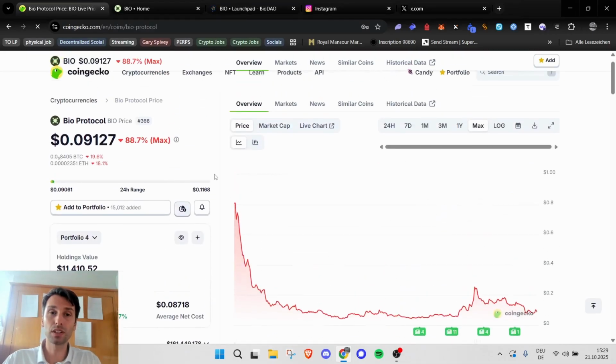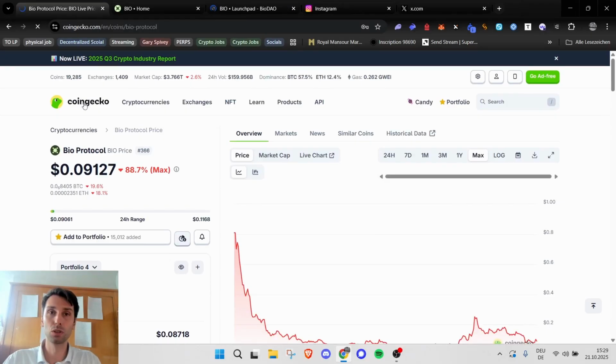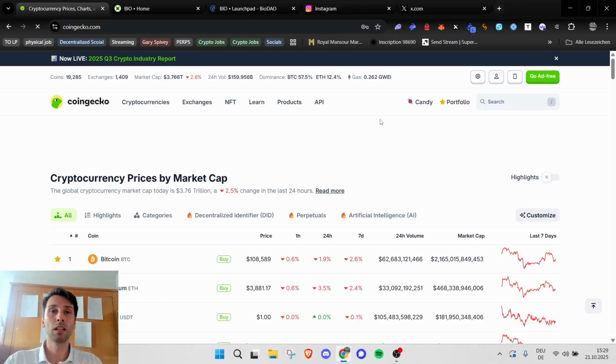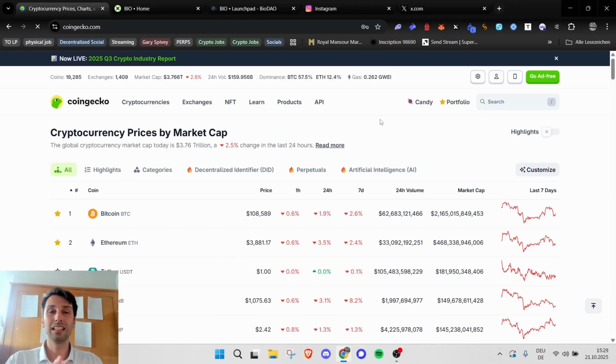So Coingecko is the place to look up projects and tokens that are already established, in comparison to Dexscreener, which is the place to look at projects that just came out, and very early projects that you really can't see on Coingecko or you want more details on.